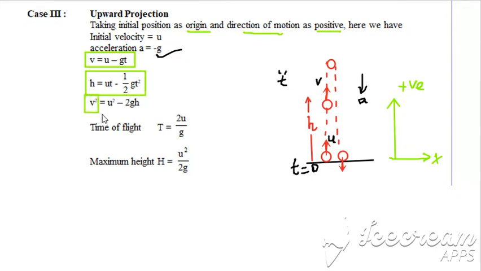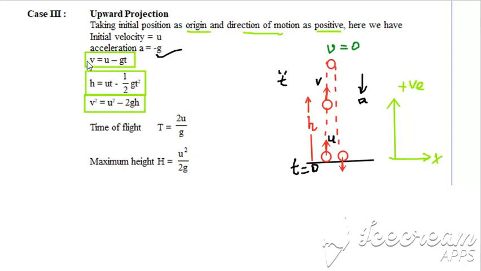Similarly, the third equation, which is the combination of the first two, turns out as v square is equal to u square minus 2gh. Based on these equations, we can find out some other results as well. Some obvious points: when the particle is at the highest position, it will be momentarily at rest, so v will be equal to 0 at the highest point. So that's one piece of information we can remember.